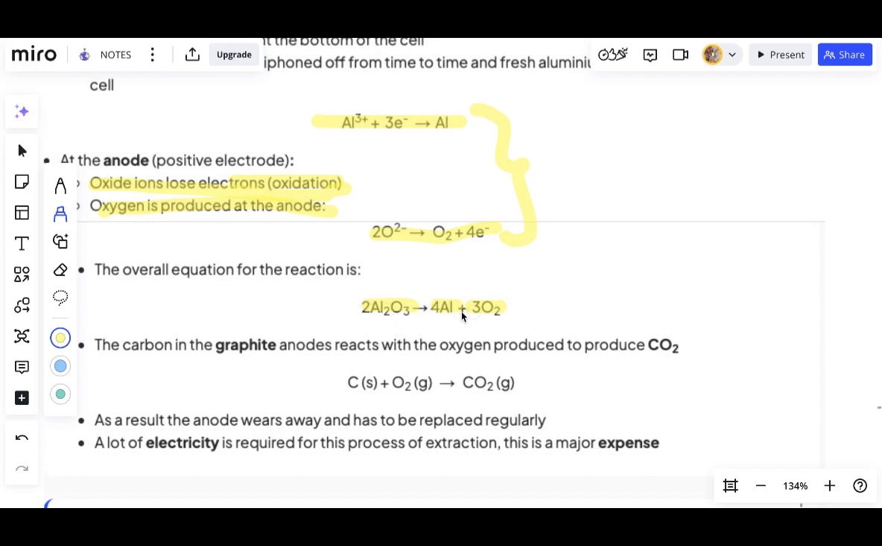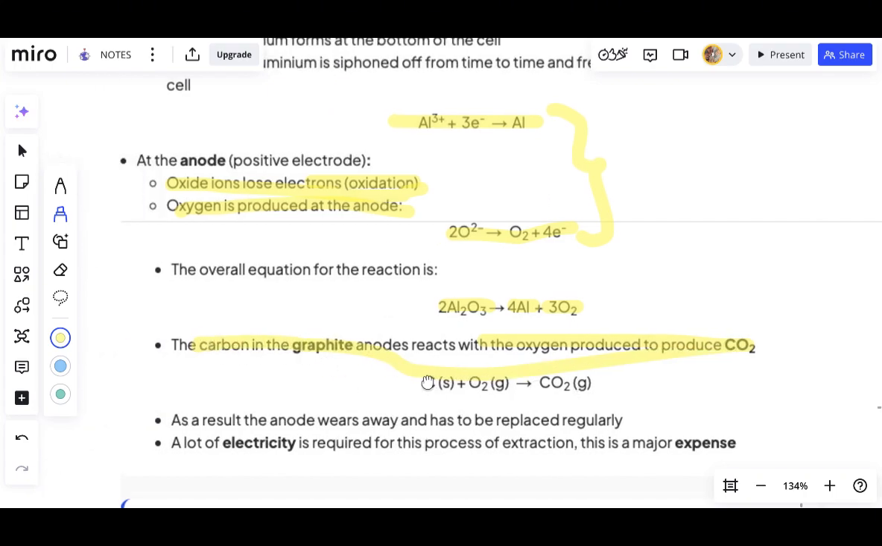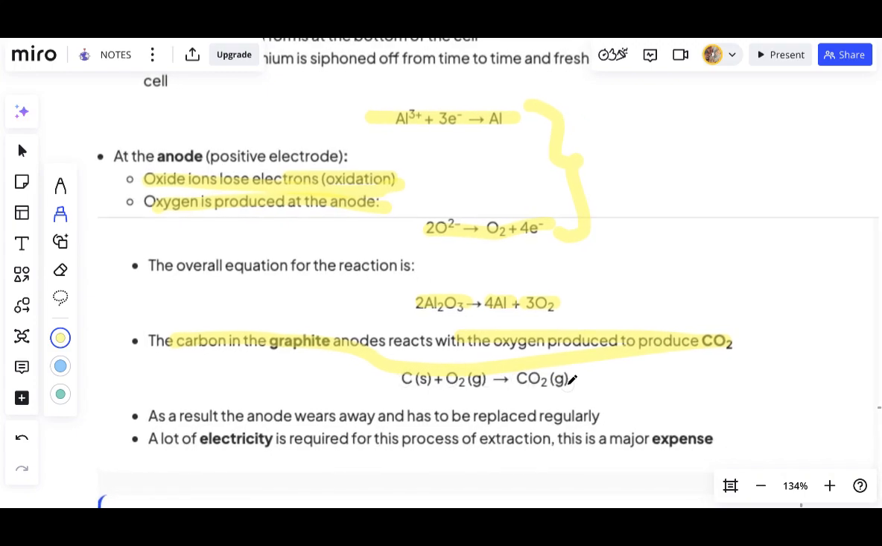That's it. Now there is carbon. Graphite is an allotrope of carbon. The carbon in the graphite anode reacts with the oxygen produced. Oxygen easily can react with carbon, right? Oxygen produced at the anode reacts with the carbon from the graphite, because remember we are using graphite as our electrode, to produce carbon dioxide. So what happens is that the graphite is worn off.